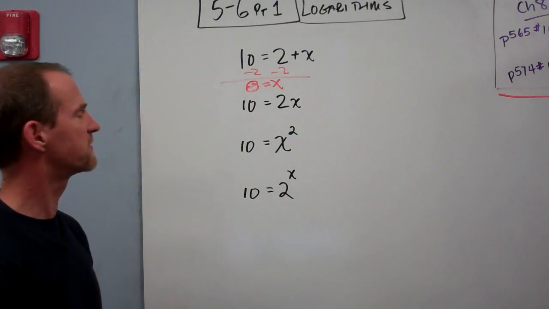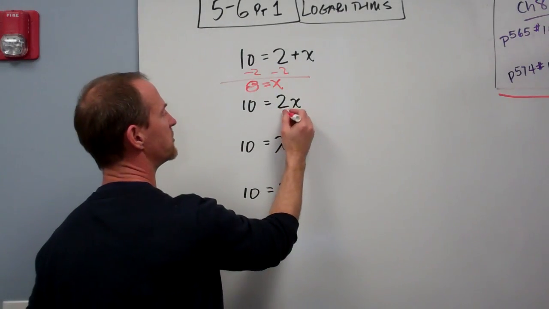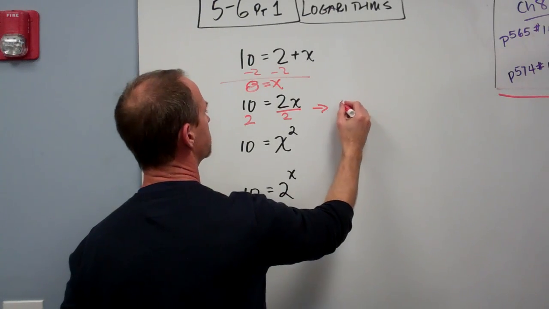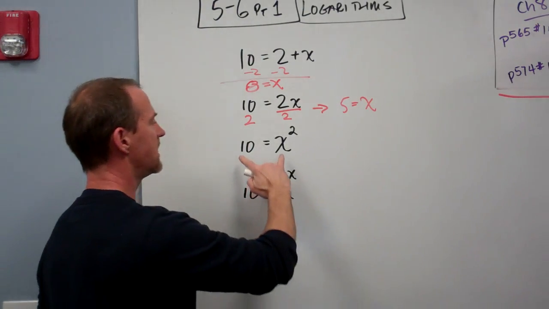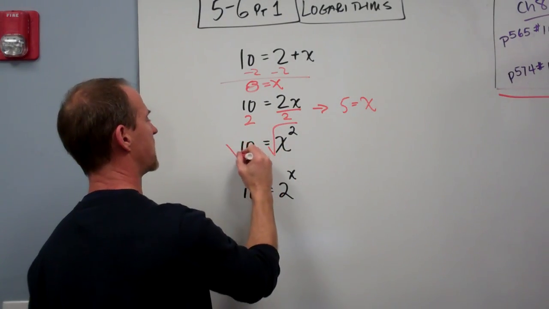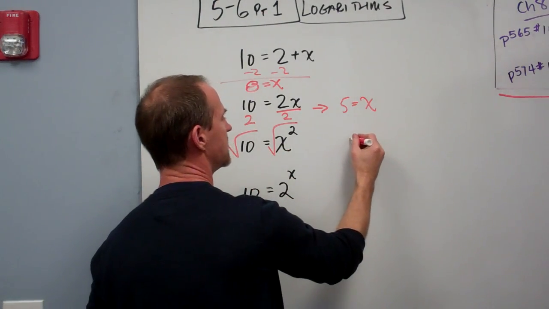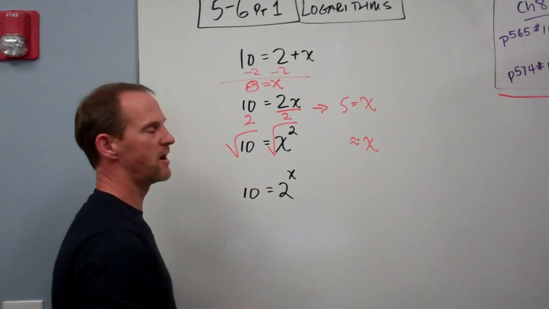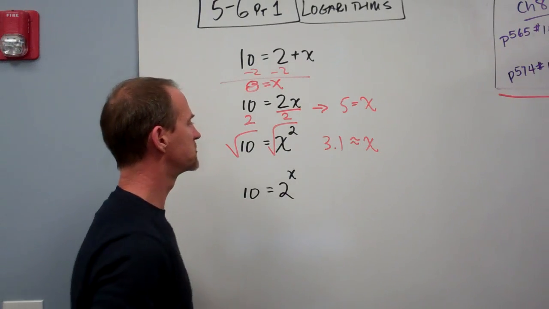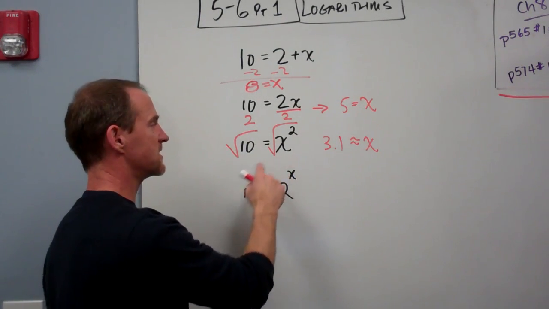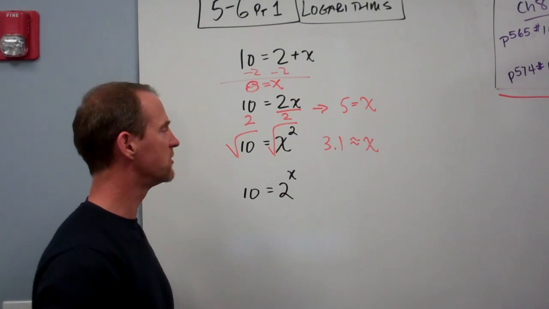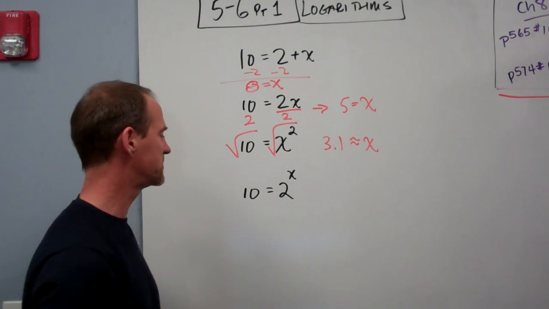All right? So I can do that for each of these. I can divide both sides by 2, and I guess I'll write it over here. I will get 5 is equal to x. Here, when we have 10 being equal to x squared, I can square root both sides, and I will get x is approximately equal to about like 3.1 or 3.2. So we can not necessarily get an exact answer, but we can represent it with a decimal approximation that's very close, or we could write exactly equal to square root of 10.